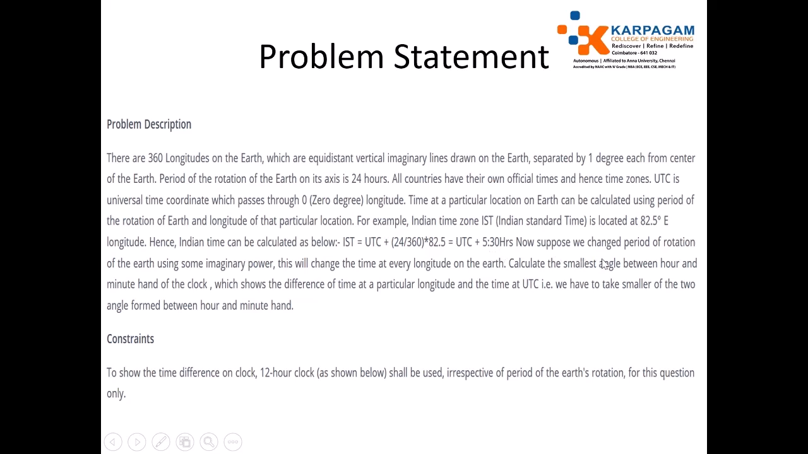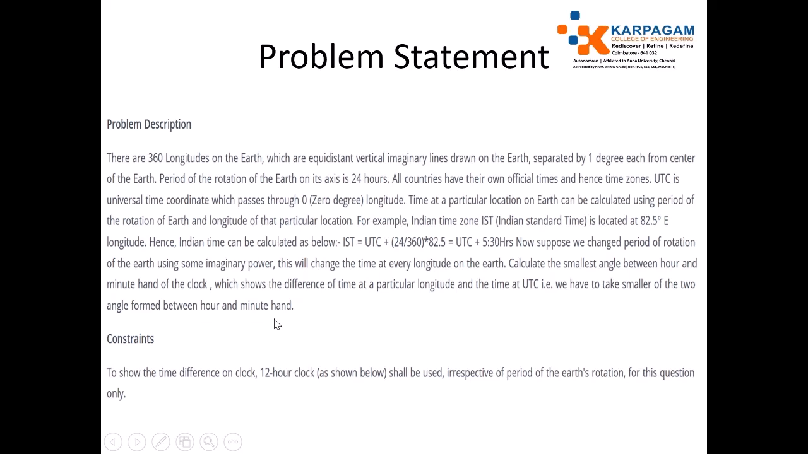Now suppose we change the period of rotation of the Earth using some imaginary power. This will change the time at every longitude on the Earth. Calculate the smallest angle between the hour and minute hand of the clock, which shows the difference of time at a particular longitude and the time at UTC. We have to take the smaller of the two angles formed between the hour and minute hand.